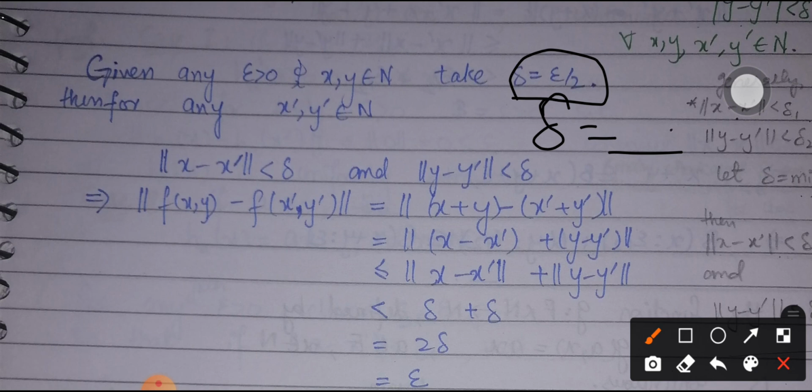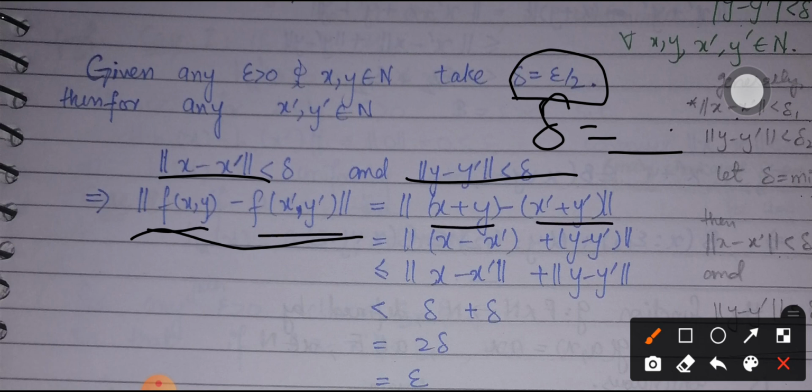So let's say norm of x minus x prime is less than delta and norm of y minus y prime is less than delta. Consider the condition that we have to prove to be less than epsilon. Norm of f of x, y minus f of x prime, y prime is equal to norm of x plus y minus (x prime plus y prime) by definition, because f of x, y is equal to x plus y and f of x prime, y prime is equal to x prime plus y prime. Now simplifying it, we get x minus x prime and y minus y prime. Applying the triangle property, it will be less than or equal to norm of x minus x prime plus norm of y minus y prime.